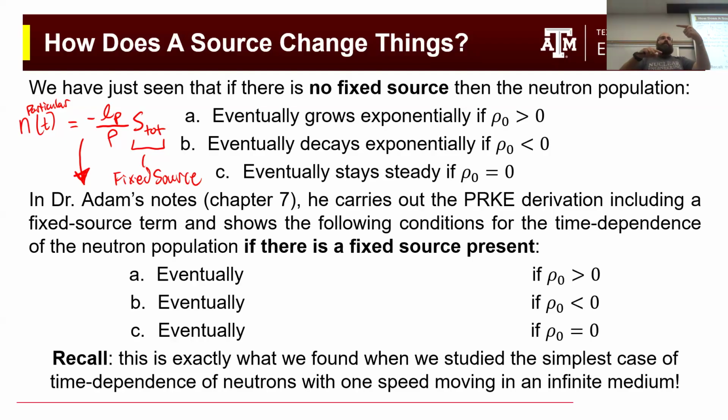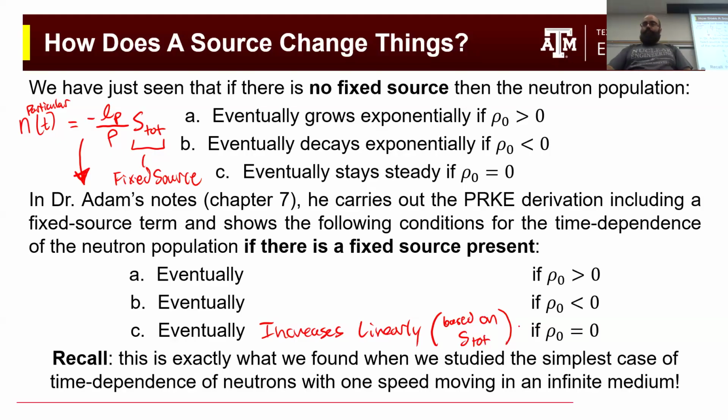So it's like I started with 100 and I'm constantly adding 10 more per second, which are being multiplied by the criticality of my system. As a result, we're going to end up seeing that the population increases linearly with time. It increases linearly, and it grows linearly based on the source strength, based on the value of that total source. So I think conceptually that one is pretty easy to understand.